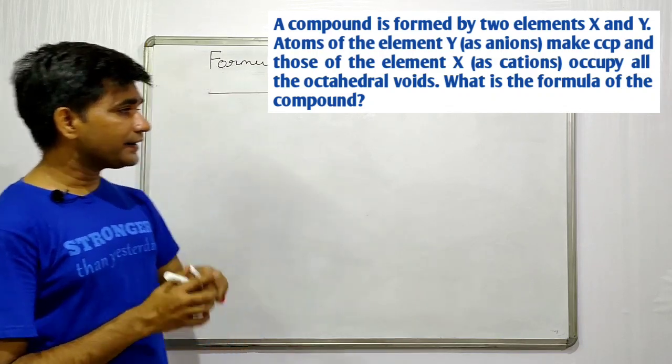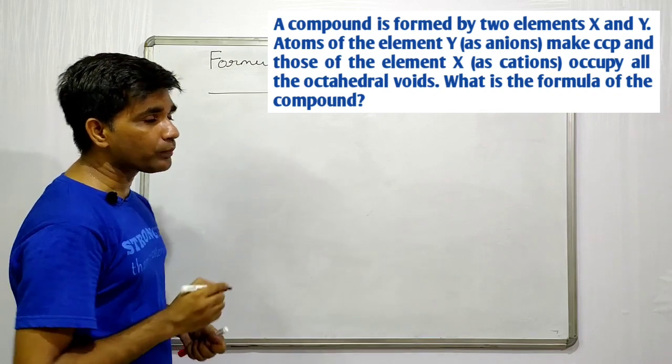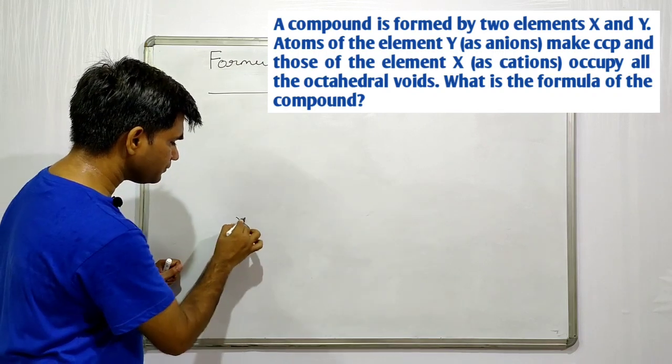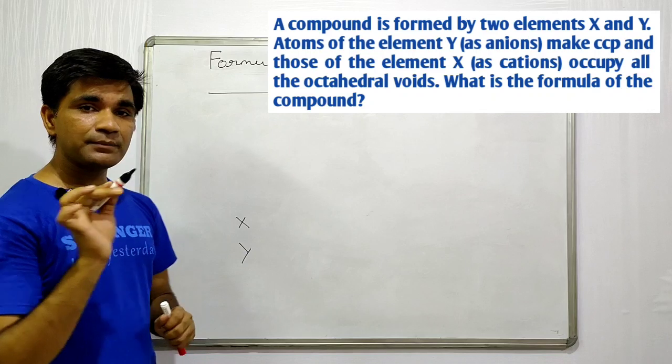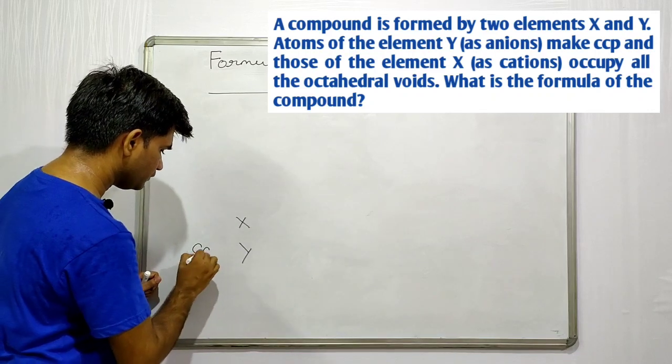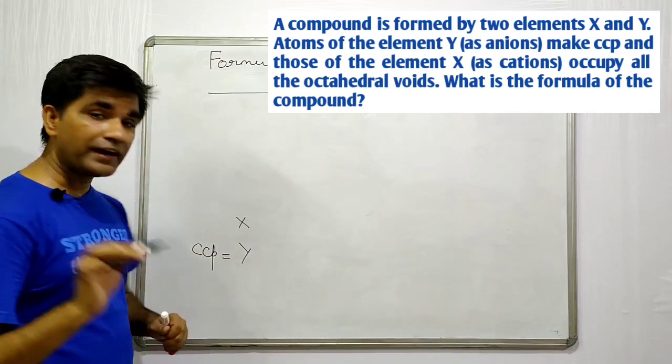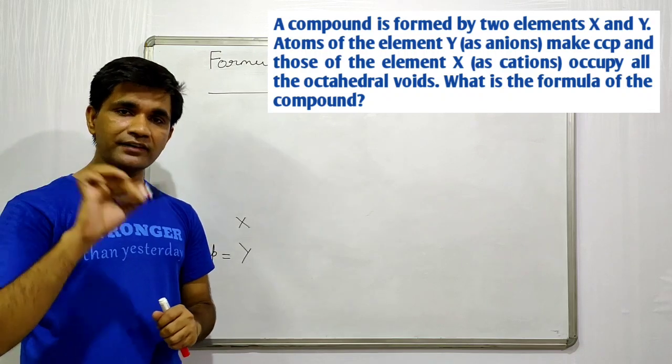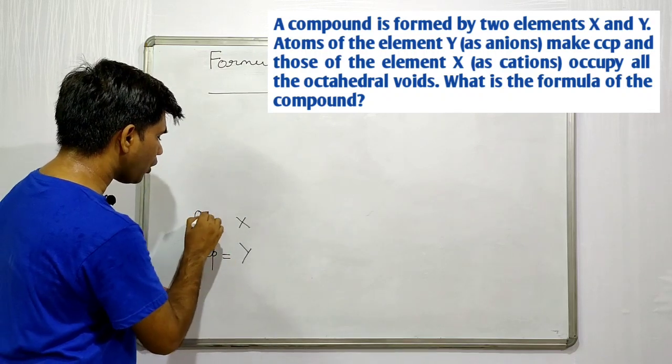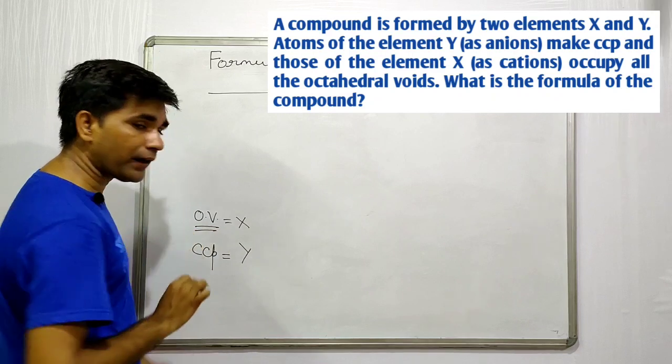In this question, it is given that a compound is formed by 2 elements, X and Y. Y forms CCP lattice, whereas X occupies octahedral voids, and all the octahedral voids are occupied.